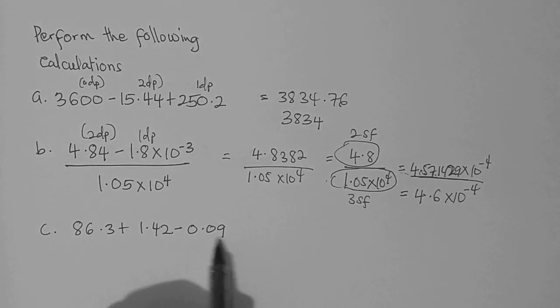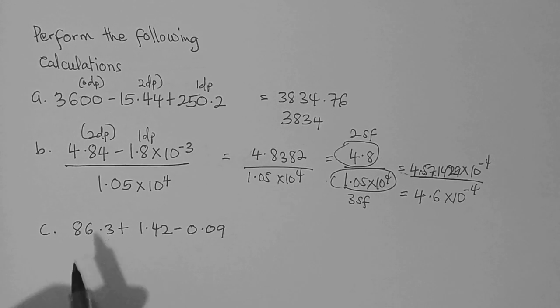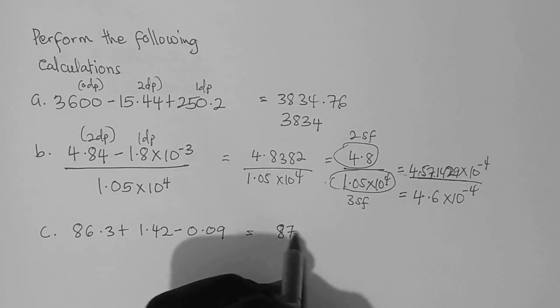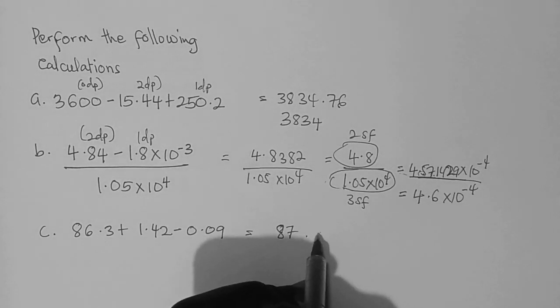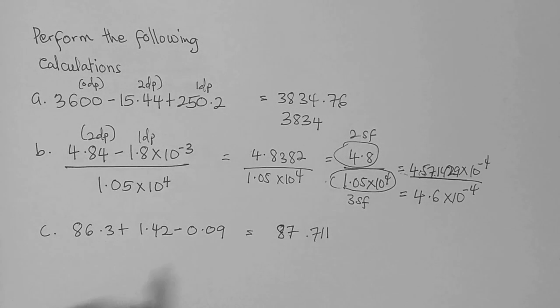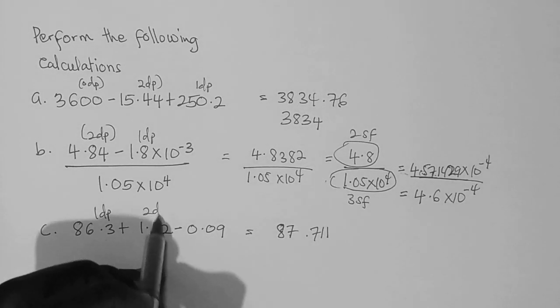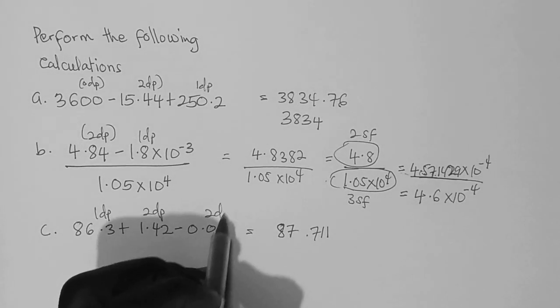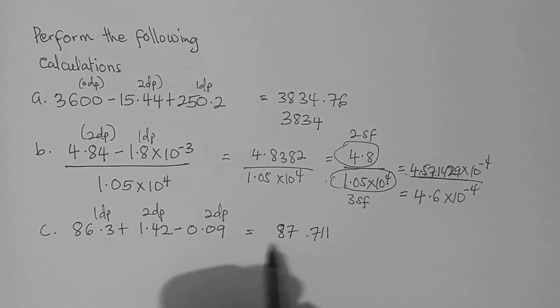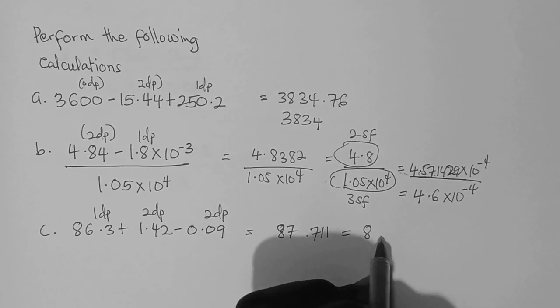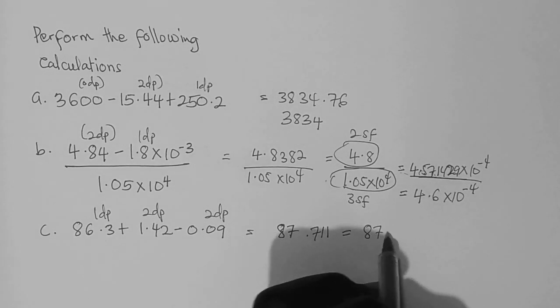Now, if you use a calculator to do this one, you are going to get 87.711. But you see, here is 1 decimal place, here is 2 decimal places, and this place too is 2 decimal places. So we need to write this number in terms of 1 decimal place, and that will give us 87.7.